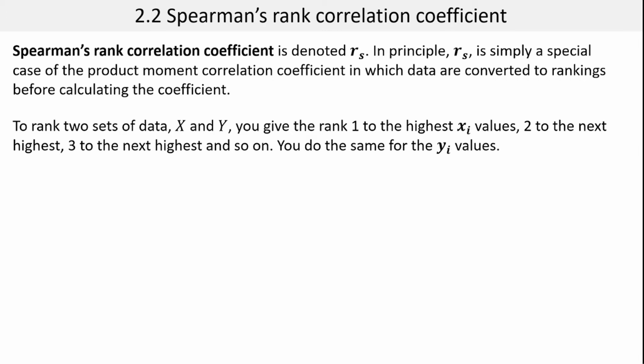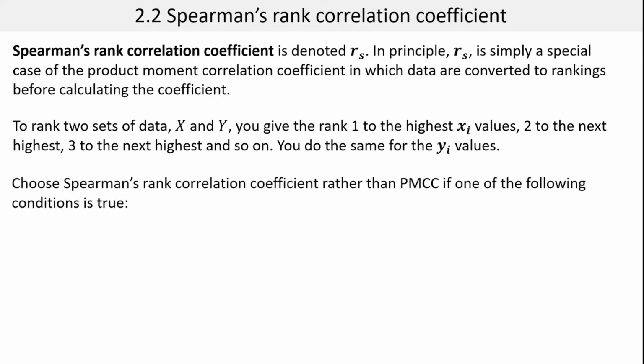So in most cases, we're going to rank in order of highest to lowest, with the largest X value being given the rank of 1, the second largest X value the rank of 2, etc. And then we do the same thing to the Y values.